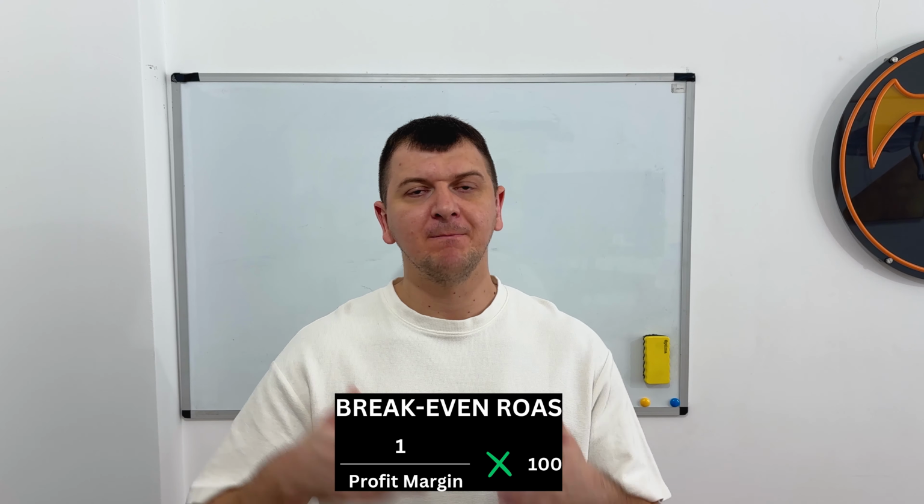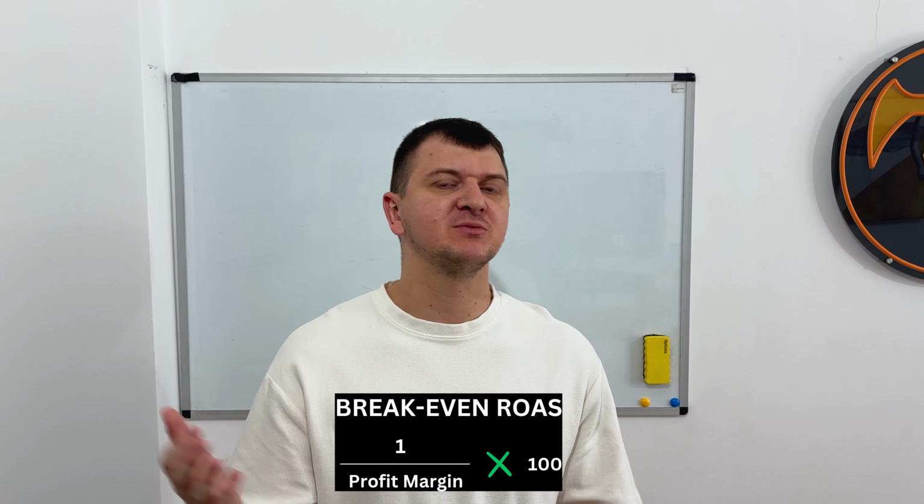Moving on to scaling. Scaling is again really important. You need to know when you can scale. Before you start scaling, I highly recommend to you to find your break-even ROAS, which is going to be the deciding metric if you're going to scale or not. To find your break-even ROAS, you need to divide 1 by your profit margins and then multiply by 100.